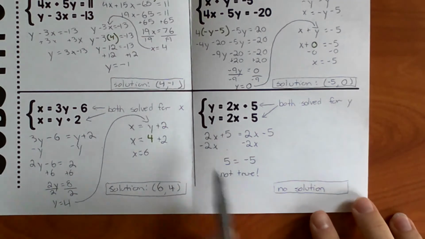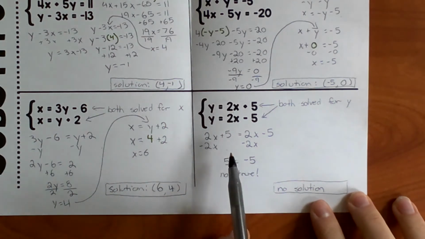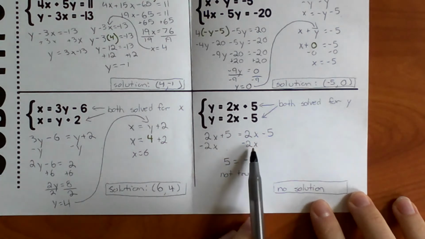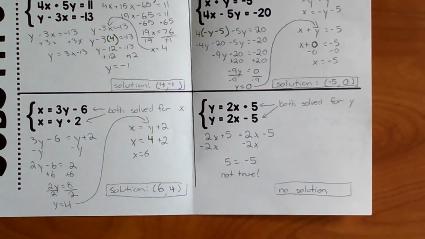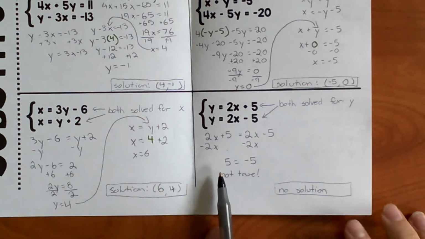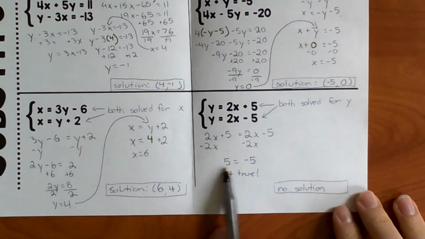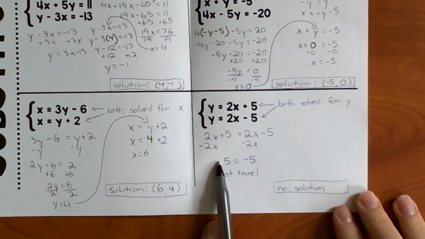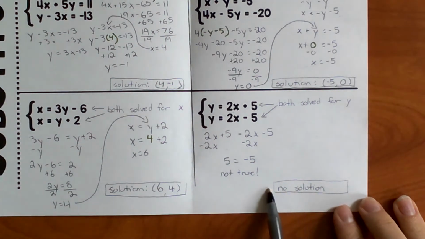Okay, so we get a weird answer on this one. You should either get 5 equals -5, or something else that does not make sense. So you might get like 2x equals -2x, or something that is not true. So 5 and -5 are not equal to each other, so this is going to be no solution.